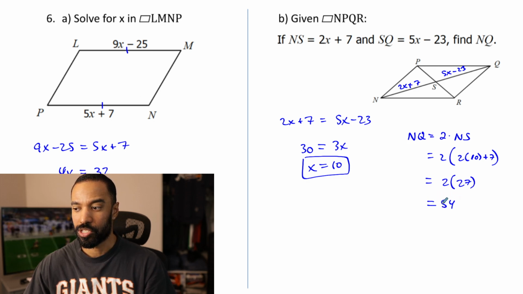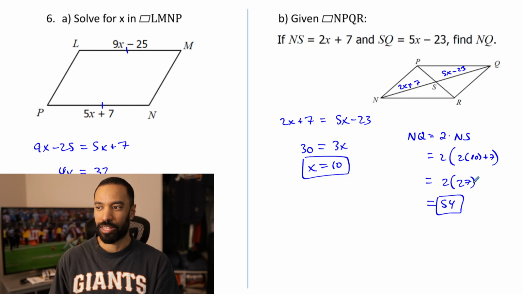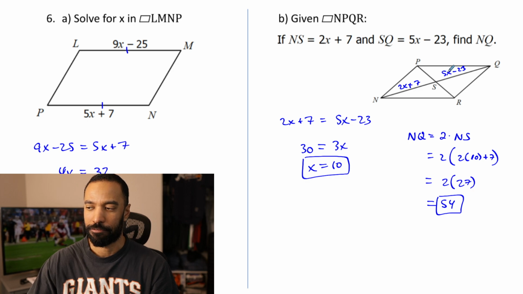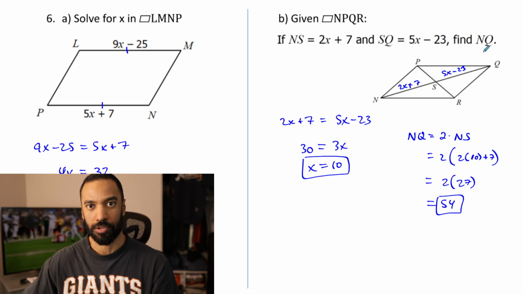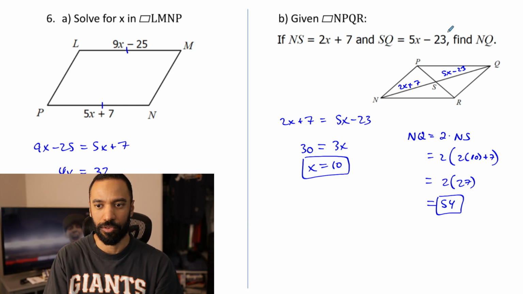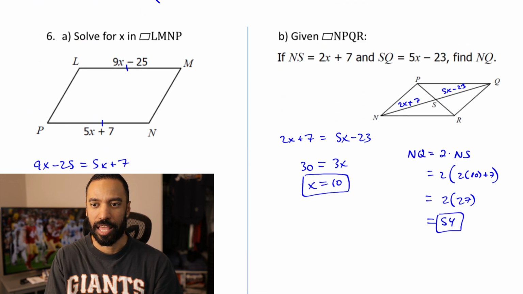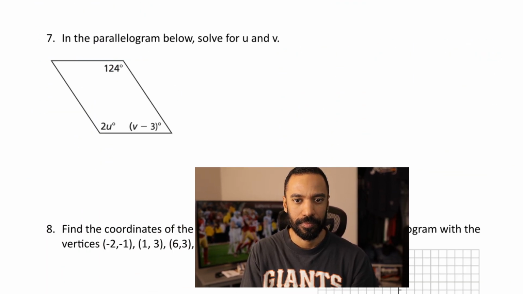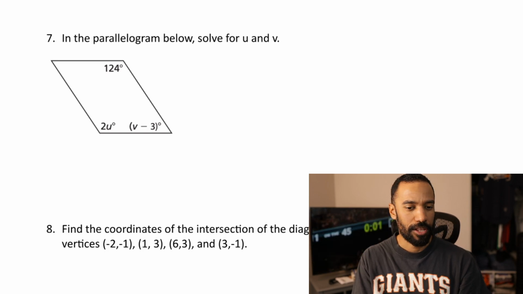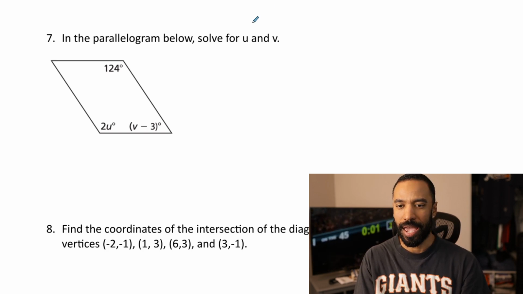or 54. This is not degrees. This is the length of something. If you want to confirm that, 5 times 10 is 50, minus 23 is also 27. 2 27s is 54. All right, that's the end of that page. That is number 6. Okay, in the parallelogram below, solve for u and v.